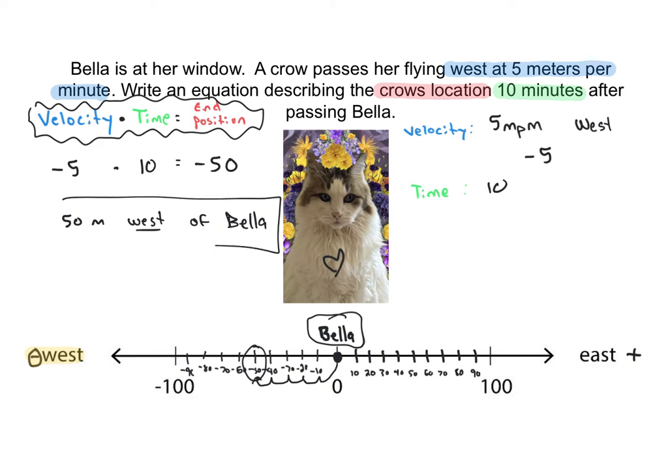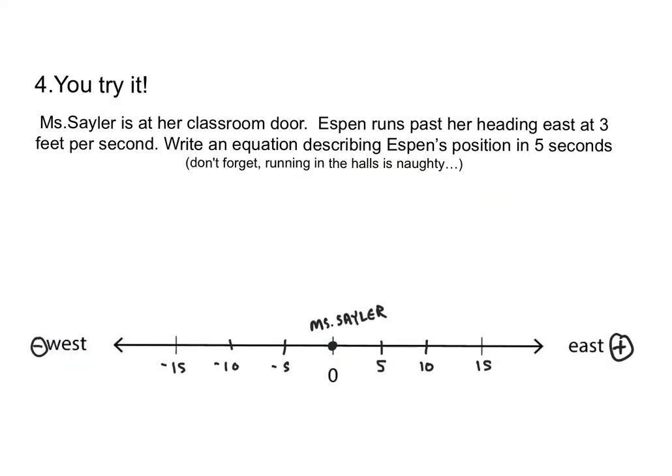All right, let's check out some other examples. So here's a you try it. Miss Sayler is at her classroom door, so Miss Sayler is our reference point for 0. Espen runs past her, heading east at 3 feet per second. Write an equation describing Espen's position in 5 seconds. And don't forget that running in the halls is naughty. Go ahead and pause and see if you can work this out.